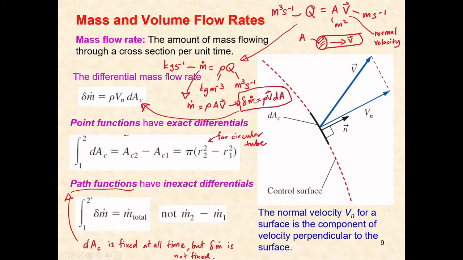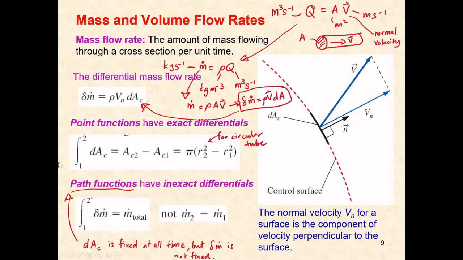In this case you can have this relationship. The purpose of this relationship is to have a differential mass flow rate. So a small amount of mass passing through this cross section will depend on the density of the liquid, the velocity that is normal to the surface area, and the differential of the area.